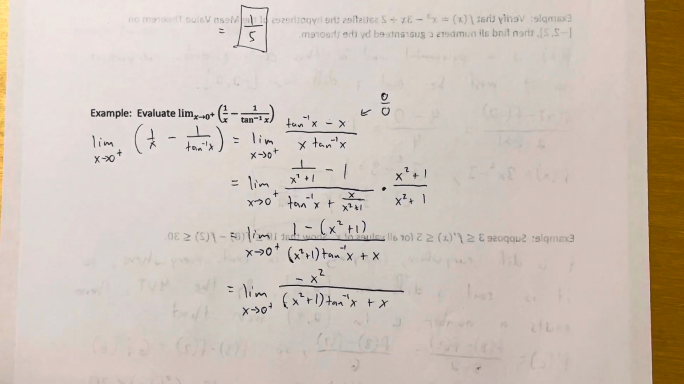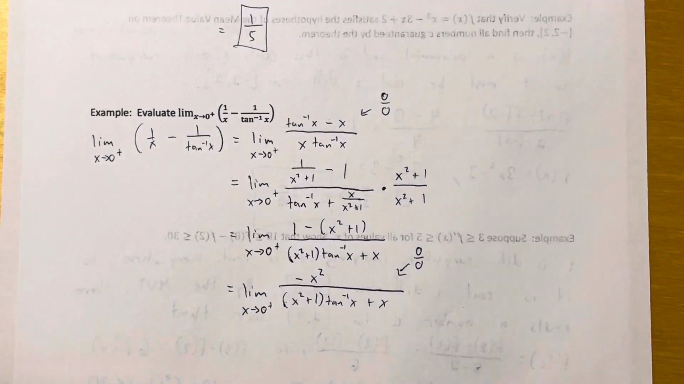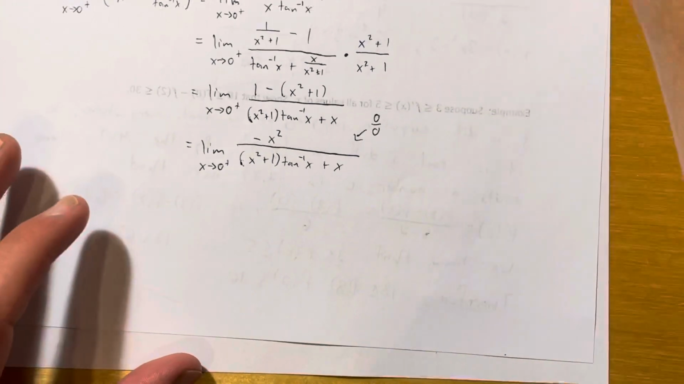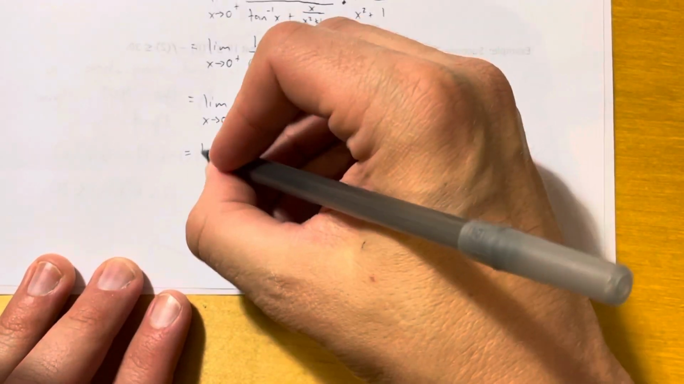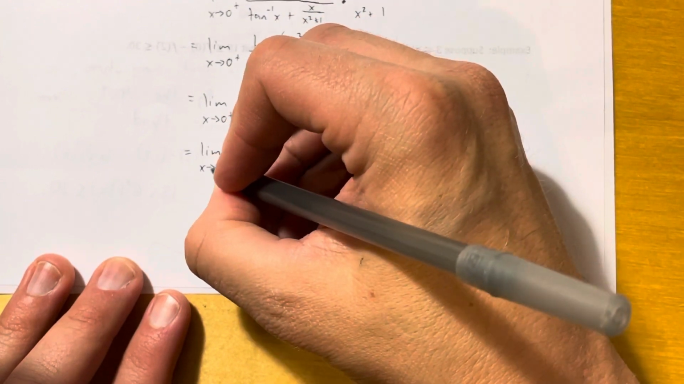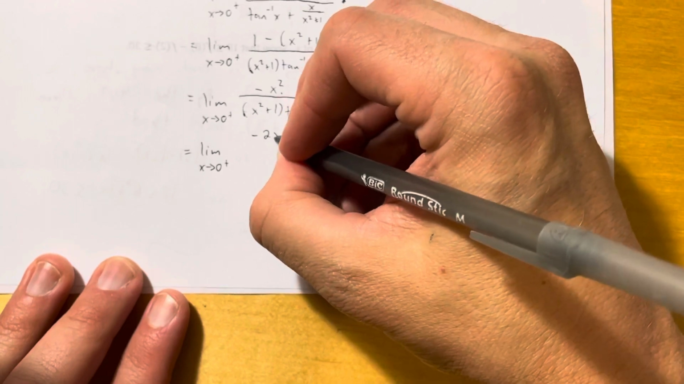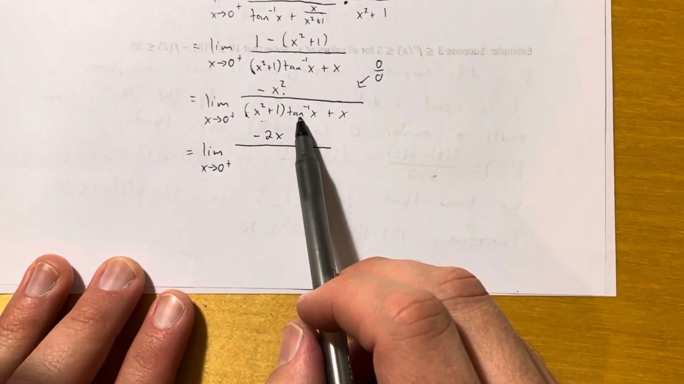Now, will direct substitution work? Unfortunately, no, because once again, you can verify I get 0 over 0. So that means I have to use L'Hopital's rule a second time. Scrolling up a little bit. Using L'Hopital's rule again, this becomes negative 2x over. Now, I need the product rule here.